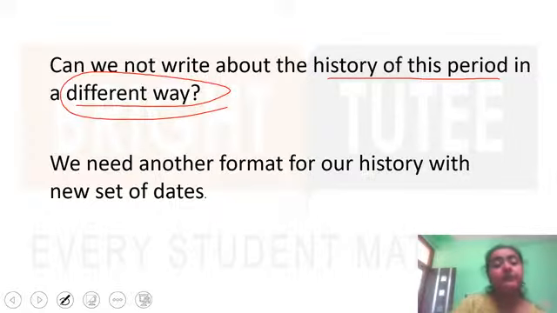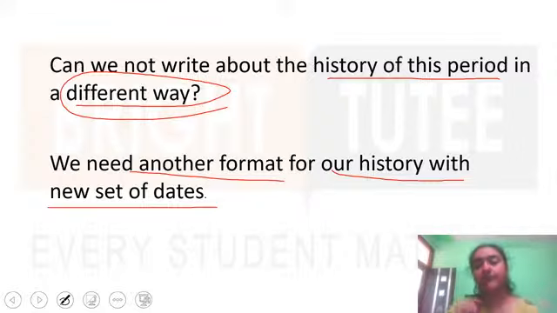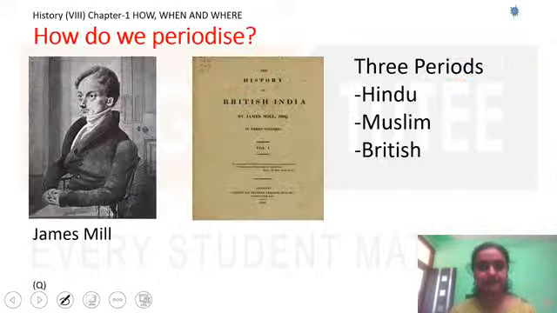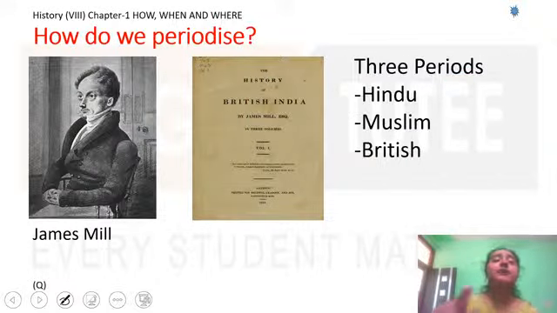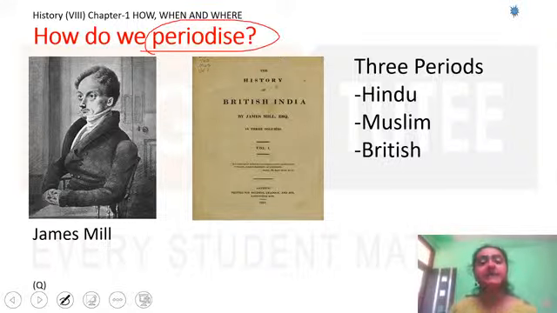Yes, students, we need another format for our history with a new set of dates. Okay, we can write the history of this period in a different format, and it has also been written, which we will study ahead. Okay, how do we periodize? So far, students, we have discussed why we should study history.